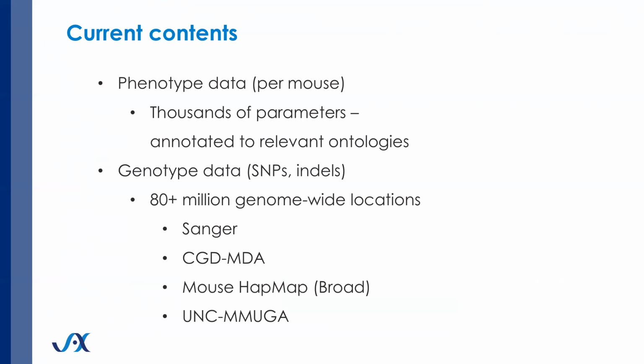The current contents of the database: we've got phenotype and genotype data. The phenotype data is mostly per animal data, so it's primary experimental data. We've got thousands of parameters that are annotated to relevant ontologies. We've also got genotype data, including the Sanger data for 80 plus million genome-wide locations, and also SNP data for the collaborative cross strains.